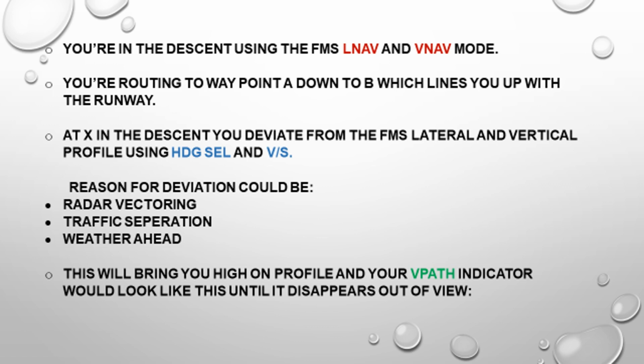You'd appreciate that the FMS is a computer which has a database with a program for every approach that is uploaded in that computer, which gives you a proper 3-degree profile for the descent, all the way down to the initial approach fix, to the final approach fix, down to the landing. So the last point here, I've said this will bring you high on profile, could be low as well, and your VPath indicator now would look like the next image, until it disappears out of view. So let's go and see this image.